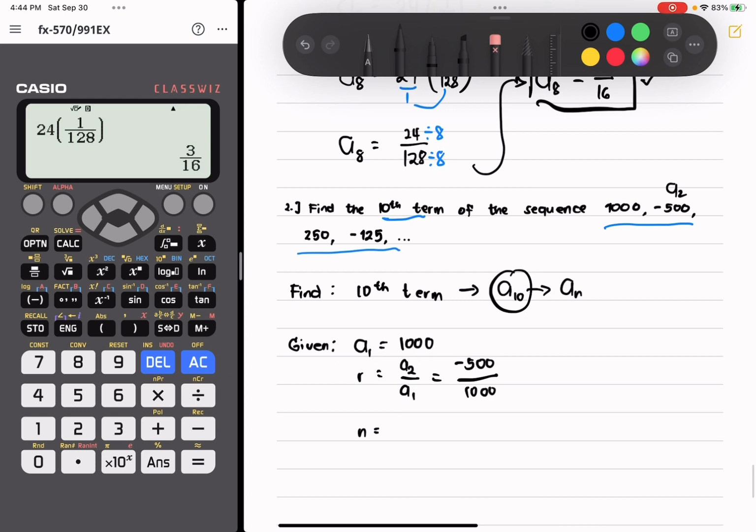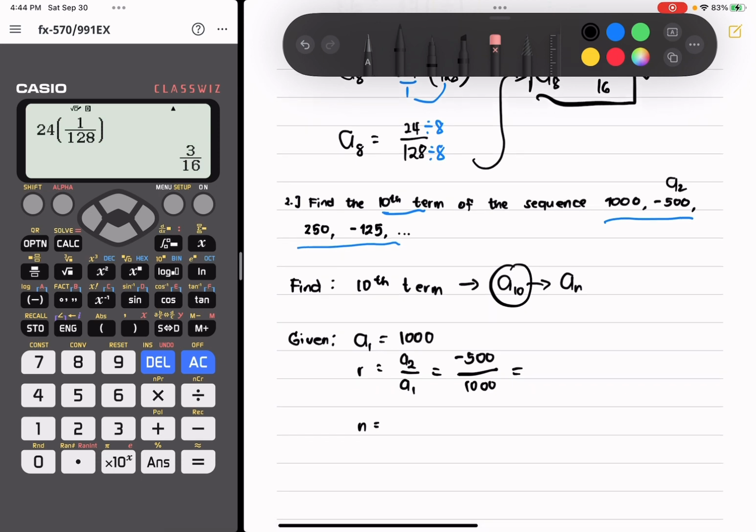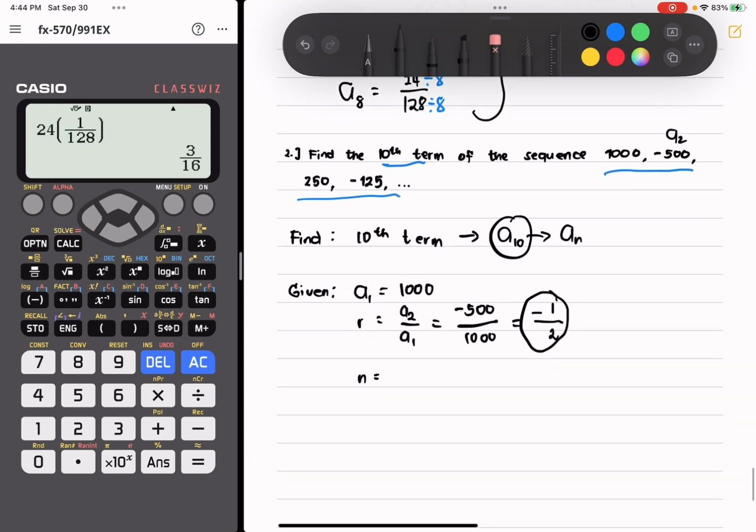So ito, this is proper fraction. Kailangan natin kunin ang lowest term. Ang pwede mag-divide sa kanila is, of course, 500. So 500 divided by 500, that will give us 1, yung sign, negative. 1,000 divided by 500, that will give us 2. So we have negative 1/2. Ang n natin is 10, kasi yun yung pang-10th position.